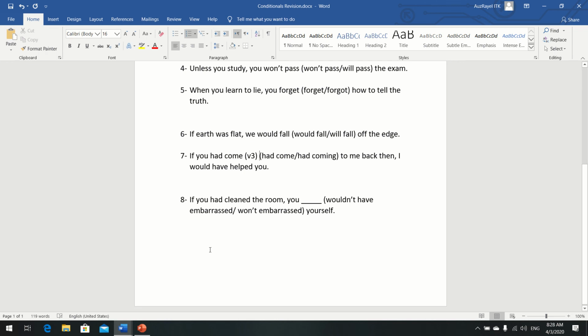Next we have number 8. It says, if you had cleaned the room, you wouldn't have embarrassed yourself. Wouldn't have. The reason for choosing this answer is because of had cleaned in the first part of the conditional.